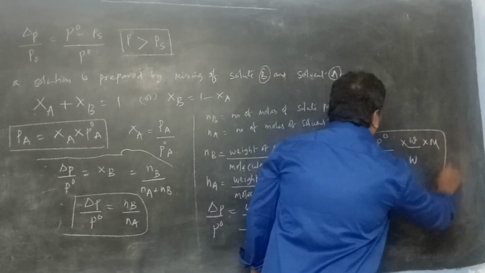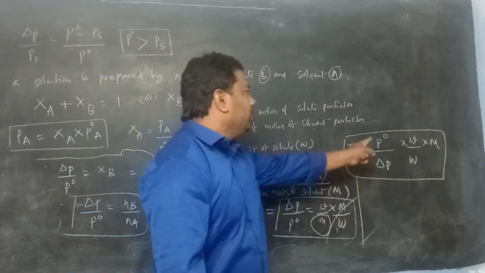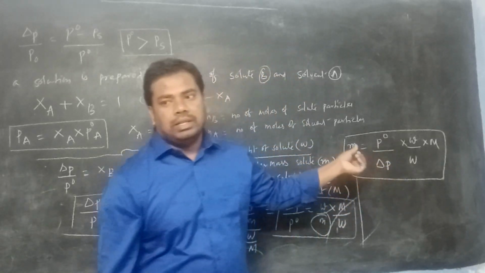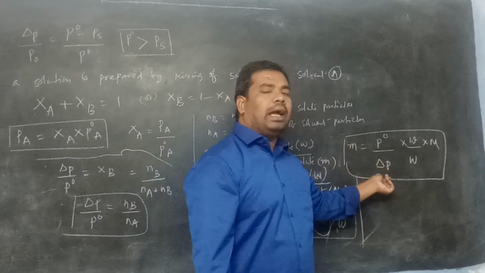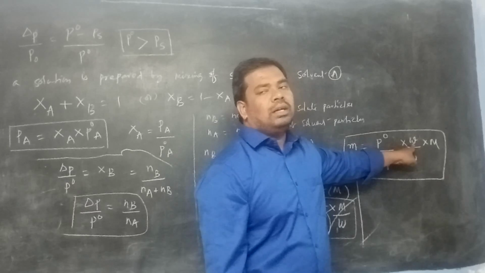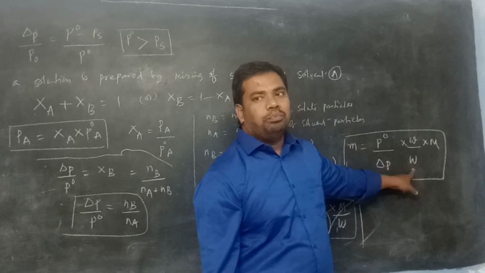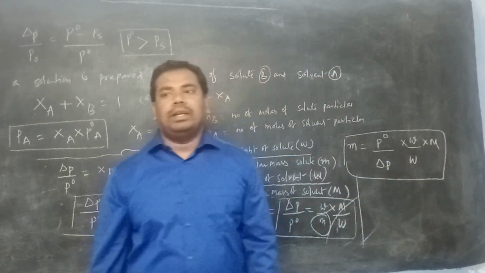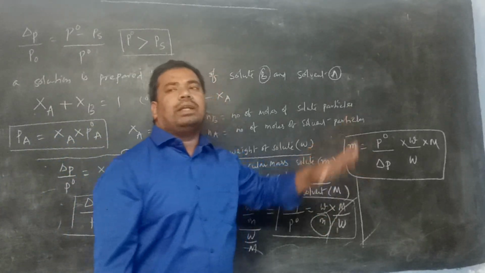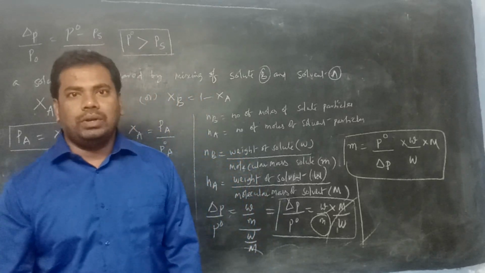So here small m is the molecular mass of non-volatile solute and P naught is the vapor pressure of pure solvent, and delta P is the difference between the vapor pressure of pure solvent and vapor pressure of solution. Okay student, clear? So small w is the weight of non-volatile solute and capital W is the weight of pure solvent and capital M is the molecular mass of pure solvent. Okay, so by using this formula student, we will calculate the molecular masses of non-volatile solutes. Okay, clear student? Right. Thank you.